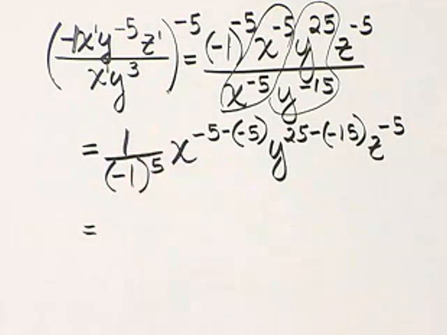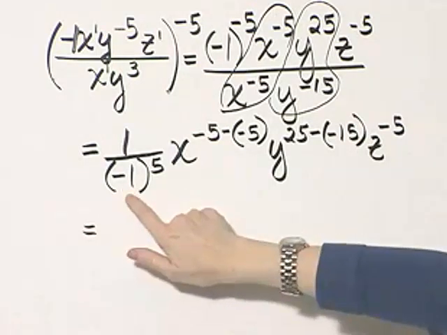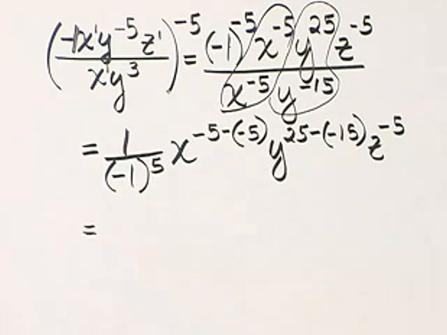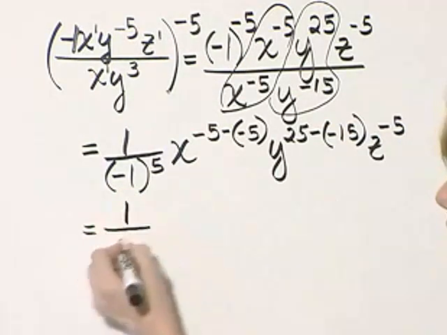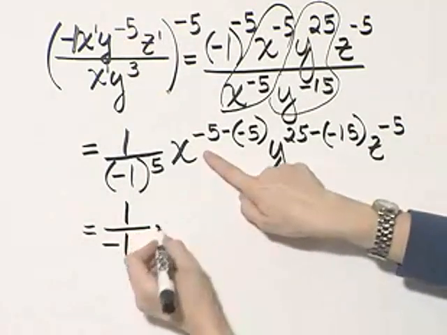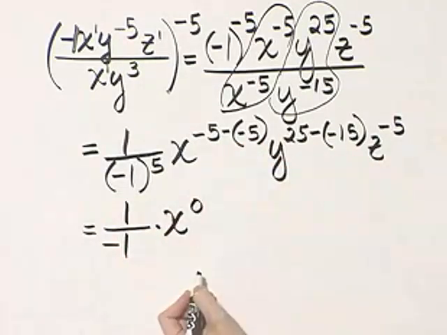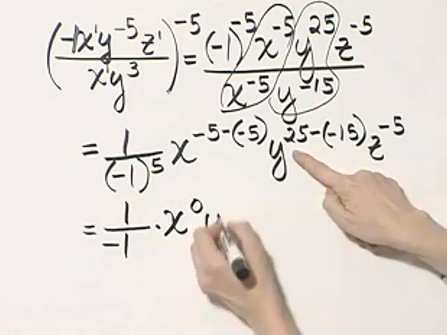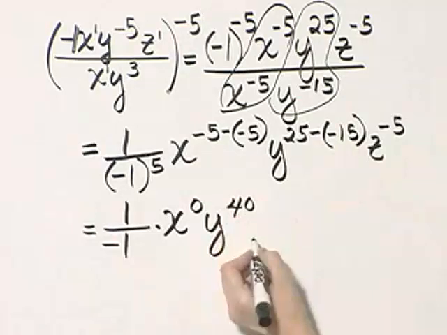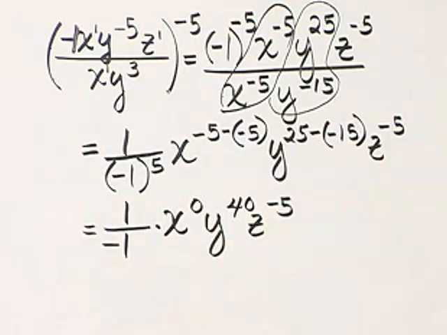What is 1 over negative 1, that quantity to the 5th power? What is negative 1 times negative 1 times negative 1 times negative 1 times negative 1? Well, that is negative 1. So right now, until we decide what we're going to do, we'll just write it like that. Here I have x raised to a power of negative 5 plus 5, that's 0, and y raised to a power of 25 plus 15, that's 40, and I have my z to a power of negative 5.